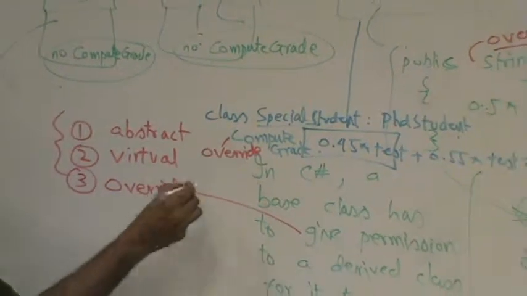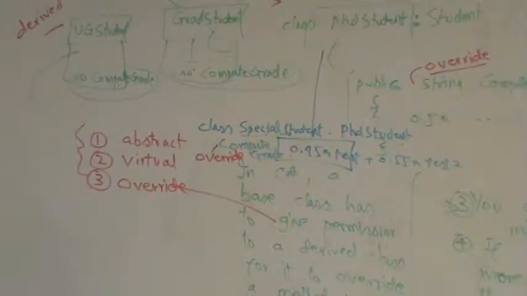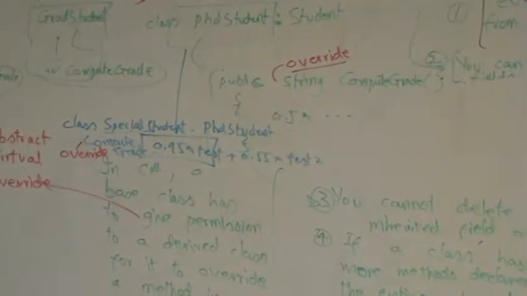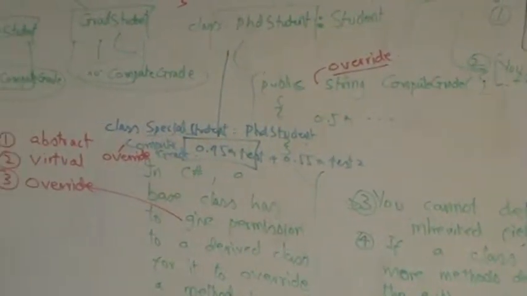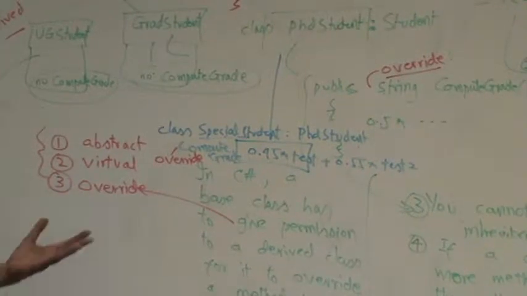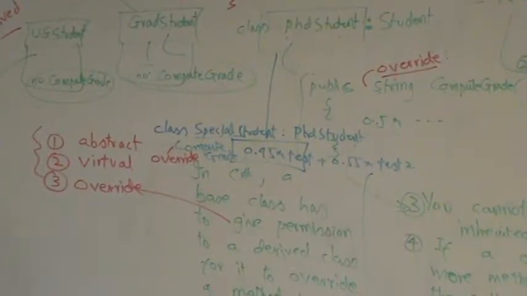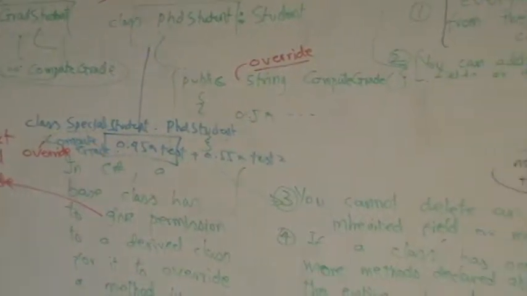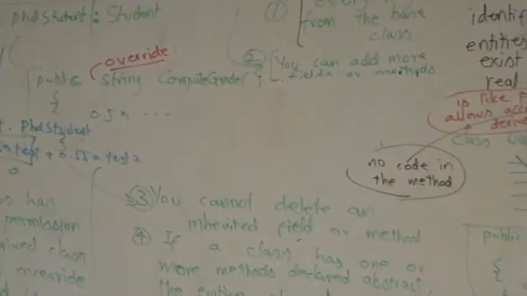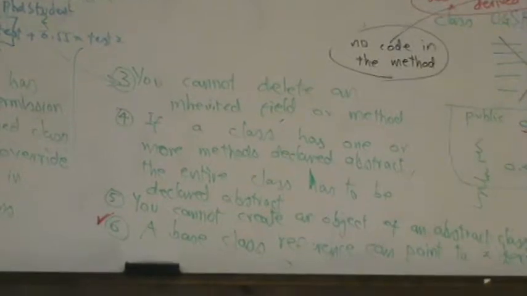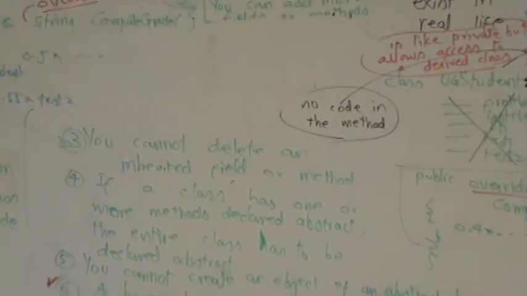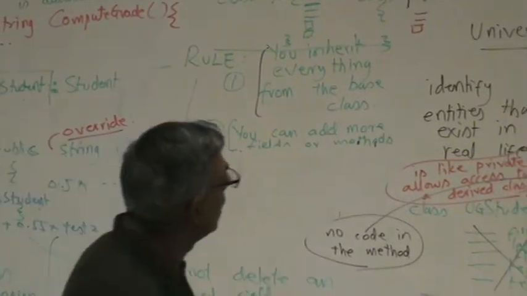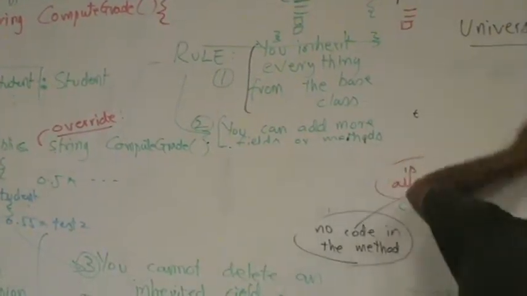The keyword override. Okay. So let me summarize whatever we learned so far. We learned some of the rules of inheritance. We came up with 6 rules. We learned some of the keywords that we use in C# to eliminate ambiguity as related to inheritance. So let's summarize those.